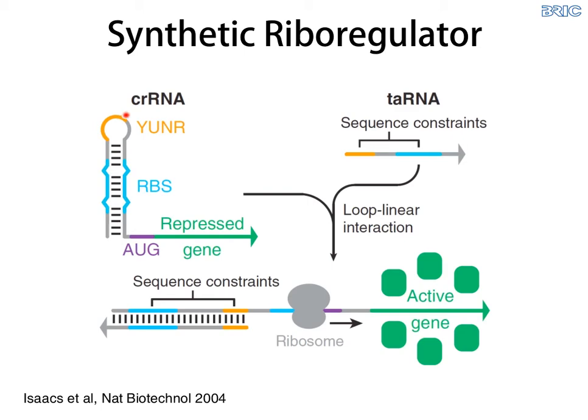Because of the YUNR motif in the loop, you have to have the appropriate complementary sequence, and then you have to have an RBS-like sequence to be able to open this loop. Which means that you cannot build many devices using this approach because of the strong sequence constraints.